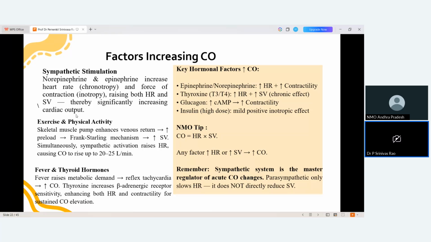Insulin, very high dose, causes a mild positive inotropic effect. Okay. So any factor which causes an increase in the heart rate or stroke volume will cause an increase in the cardiac output.